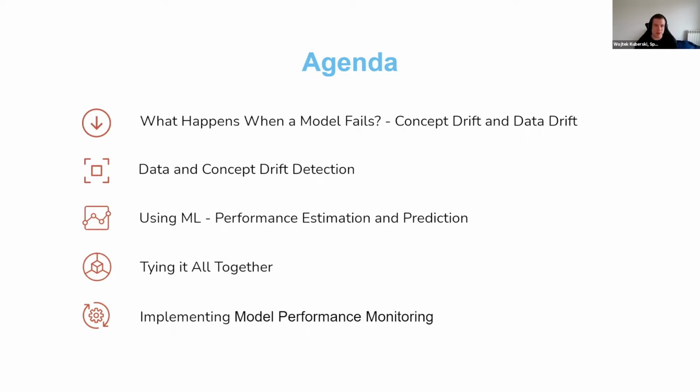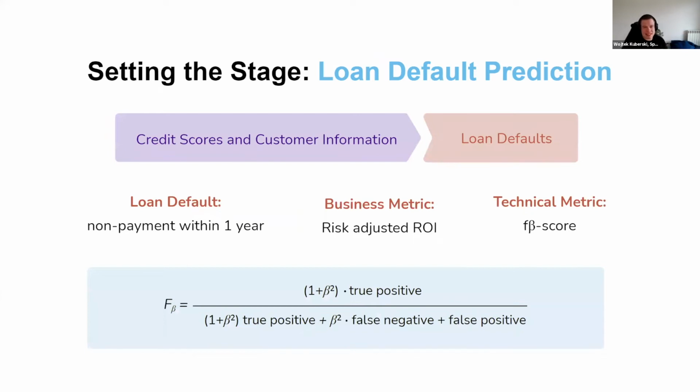So let's get going. To set the stage, we're going to always think about an example use case. And this example use case is the loan default prediction case, where we take as model inputs the credit scores and customer information. And what we are trying to predict is whether a person defaults or not on a loan. So we're going to assume that this is a long-term loan. Basically, default is defined as a non-payment within the first year.